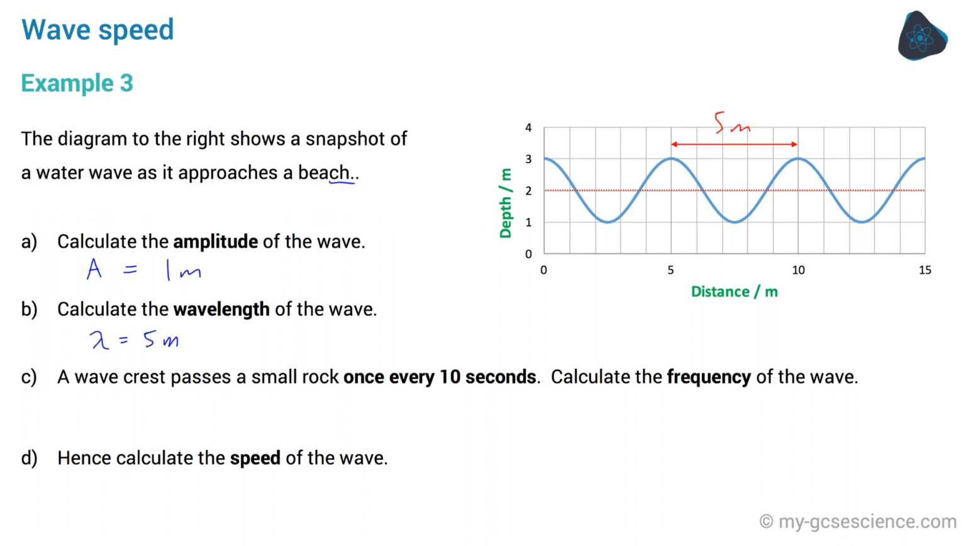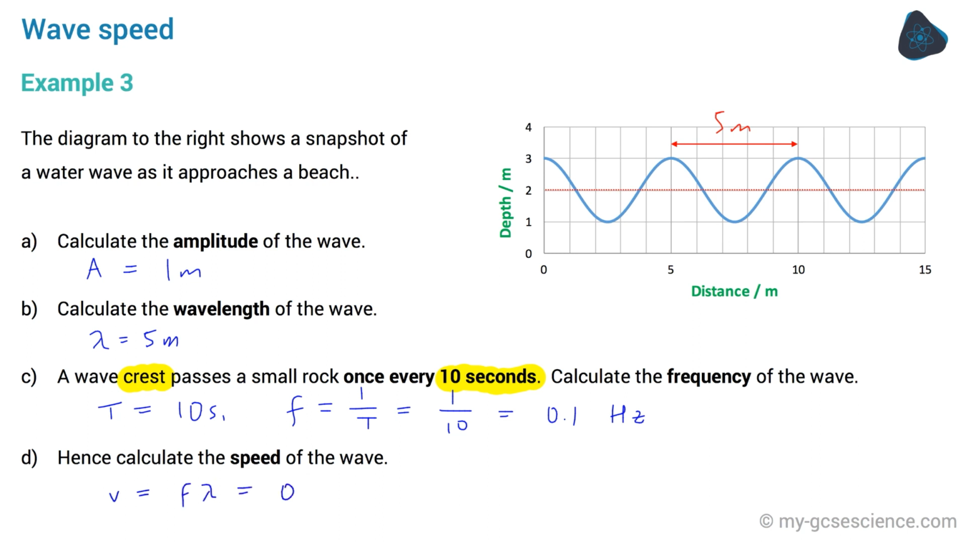In part C, we're told that a wave crest, or peak, passes a rock once every 10 seconds. That's another way of saying that the period is 10 seconds, which means that the frequency, which is 1 over t, will be 1 over 10, or 0.1. Finally, for part D, we're just using v equals f lambda, then subbing in that becomes 0.1 times 5 to give a speed of 0.5 meters per second.